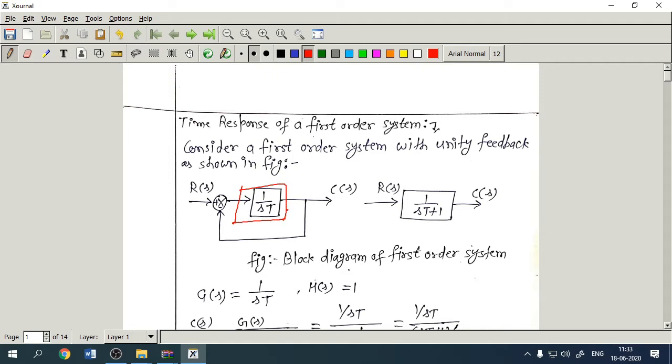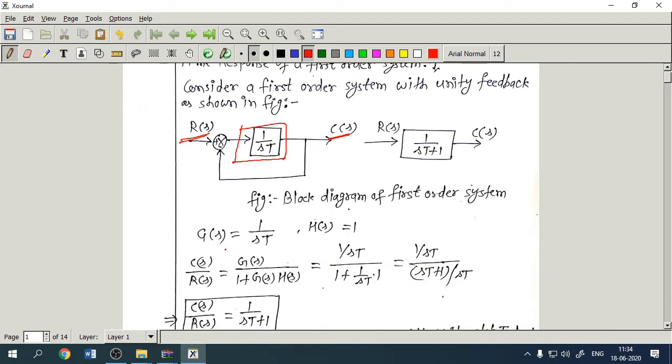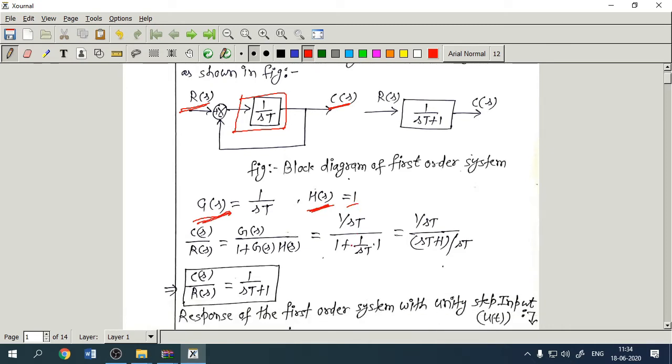This is the open loop transfer function, and we are giving the unity negative feedback, right? R(s) is the input and C(s) is the output. This is the block diagram of the first order system. 1 upon sT is the open loop transfer function G(s) with unity feedback, and H(s) is unity feedback, right? That means H(s) is equal to 1.